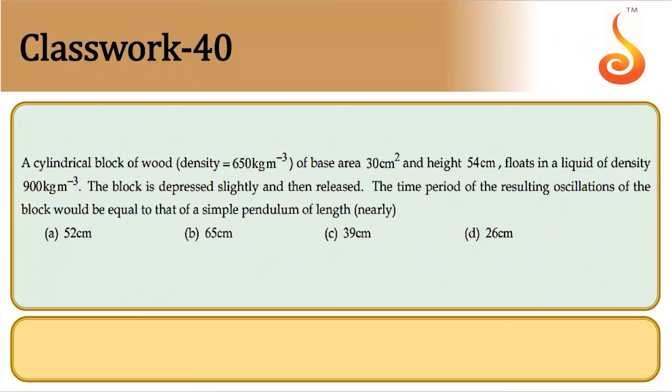A cylindrical block of wood of base area 30 centimeter square and height 54 centimeter floats in a liquid of density 900 kg per meter cube. Block is depressed lightly and then released. Time period of resulting oscillations of the block would be equal to that of simple pendulum of length nearly 52 centimeters, 65 centimeter, 39 centimeter, 26 centimeter. So first you need to find time period of oscillation of a block.